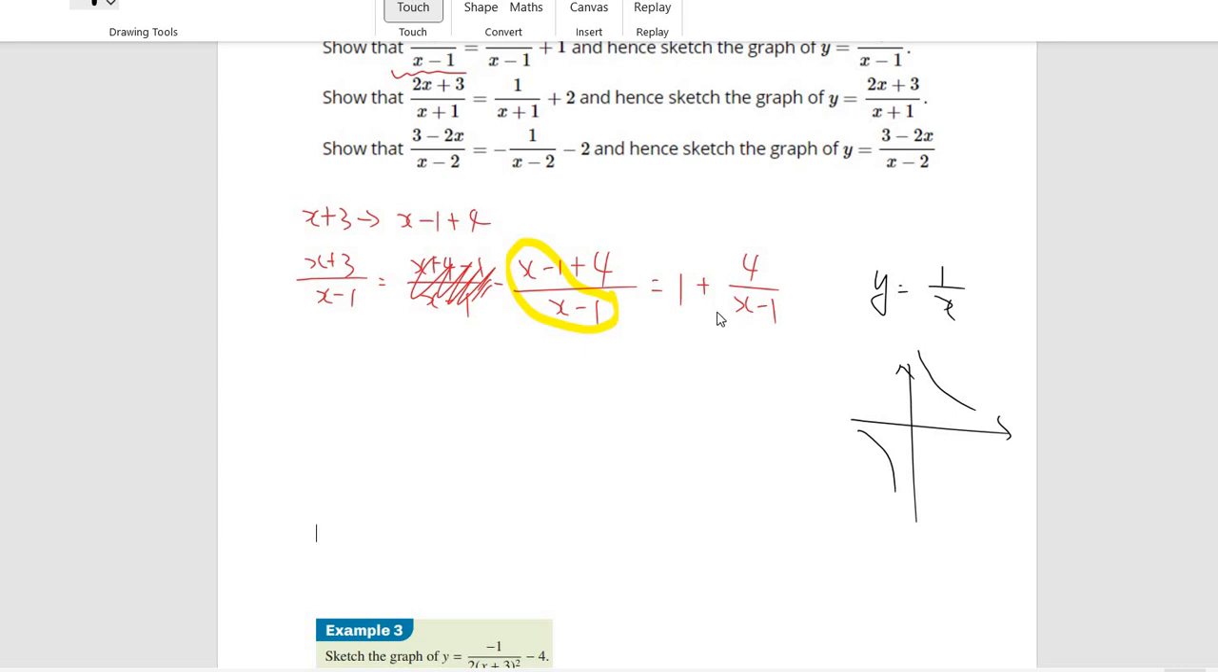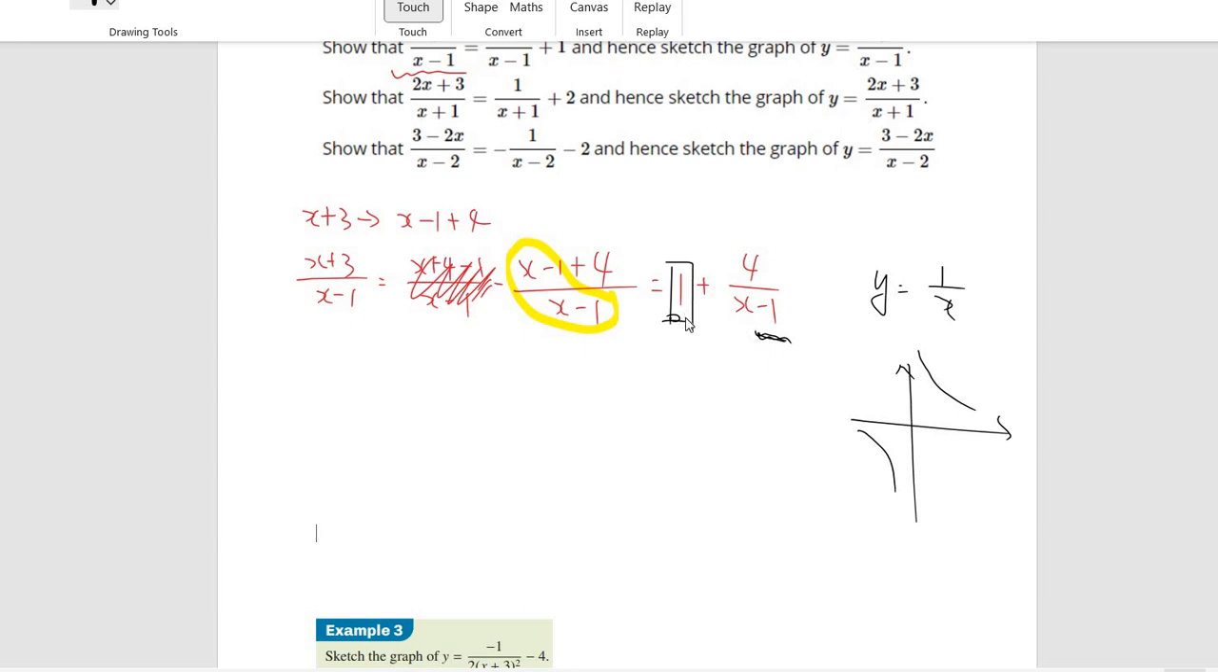Then if you've got 1 plus 4 over x minus 1, since we haven't really learned the transformation pairs, we're going to go through these a little bit mechanically. So we will highlight these two numbers over here.